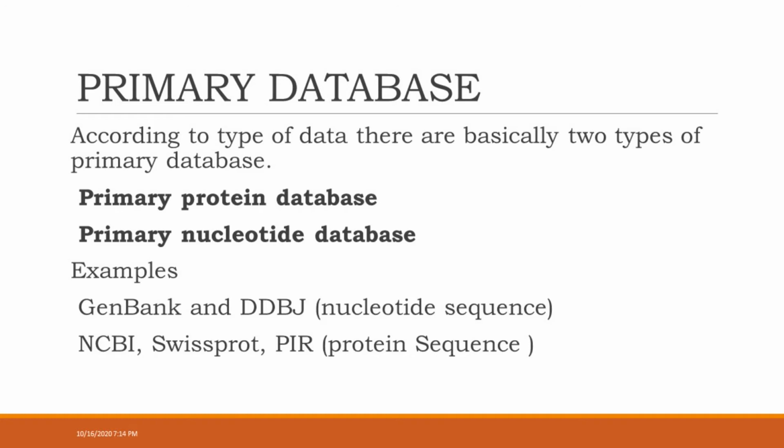Firstly, we discuss the primary database according to type of data. There are basically two types of primary database: primary protein database and primary nucleotide database. GenBank and DDBJ are nucleotide databases, and SwissProt and PIR are protein databases.